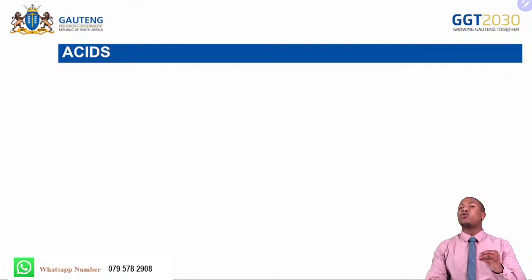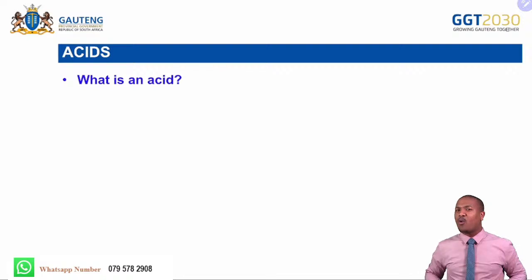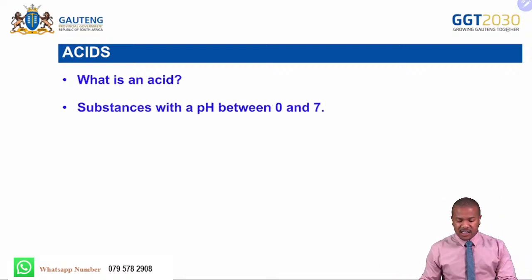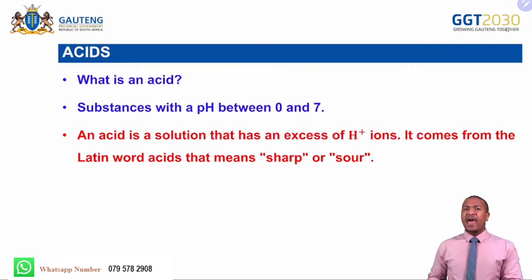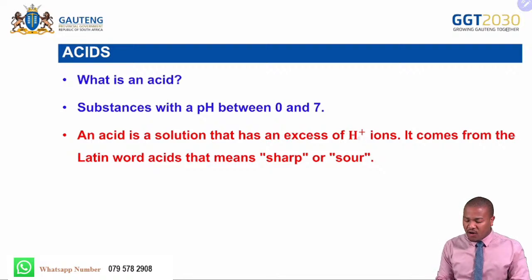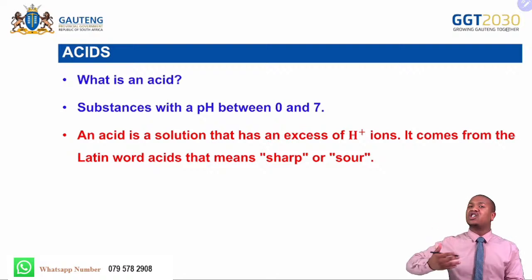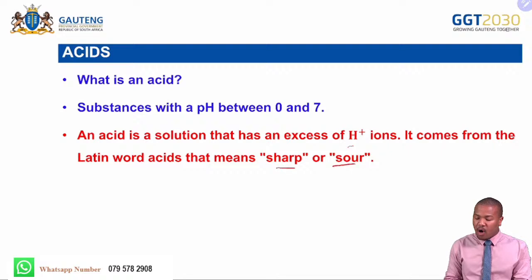Now remember, I said that you're going to revisit acids, right? So now the first question there, what is an acid? We just defined an acid. We said it is a substance that has a pH value of between 0 and 7, right? So now we can therefore say an acid is a substance with a pH value of between 0 and 7. Not only that, an acid is a solution that has an excess of hydrogen ions, right? The more the hydrogen ions, the more acidic the solution is, right? It comes from the Latin word acidus, that means sharp or sour.